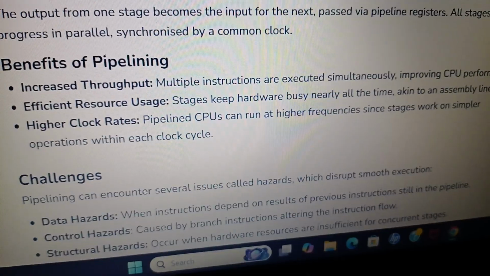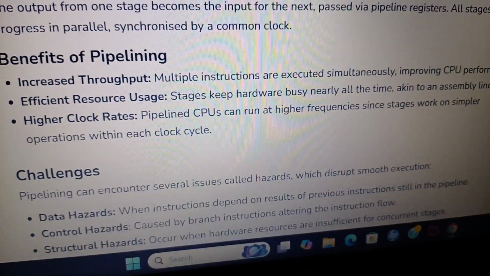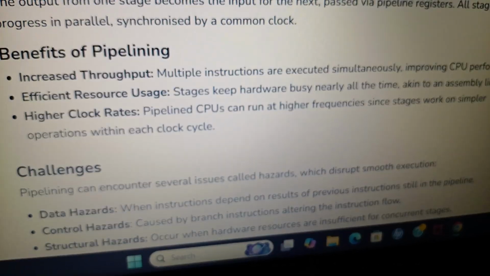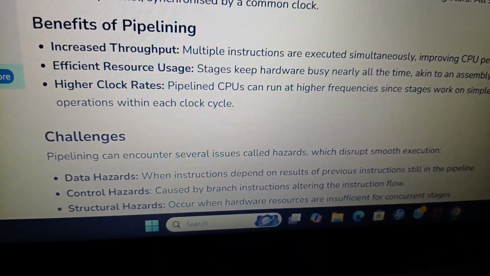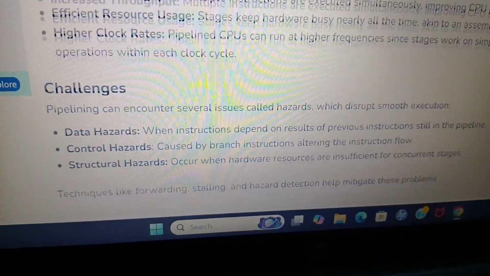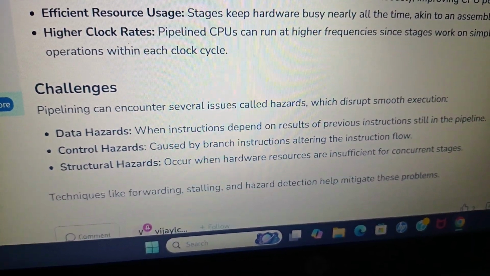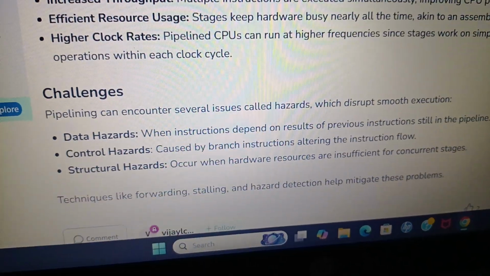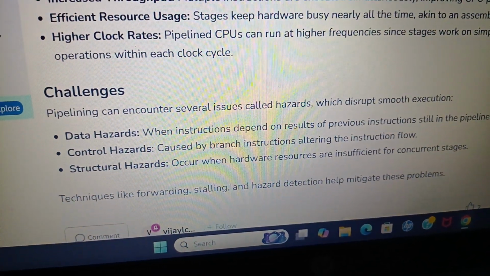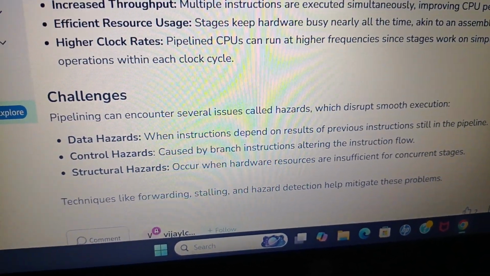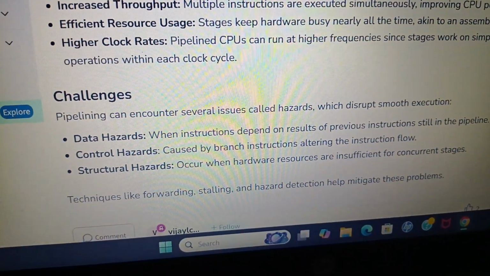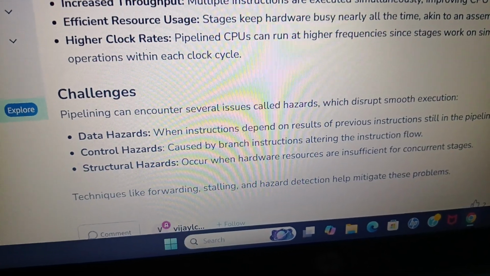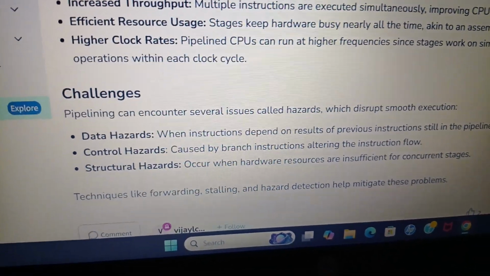Challenges. Pipelining can encounter several issues called hazards, which disrupt the smooth execution. Data hazards: when instructions depend on the result of a previous instruction still in the pipeline. Control hazards: caused by branch instructions altering the instruction flow. Structural hazards occur when hardware resources are insufficient for concurrent stages. Techniques like forwarding, stalling, and hazard detection help mitigate these problems.